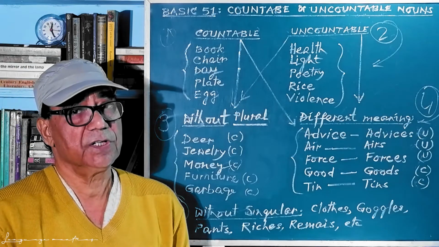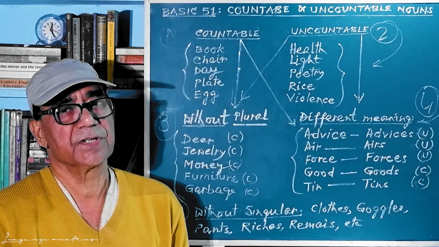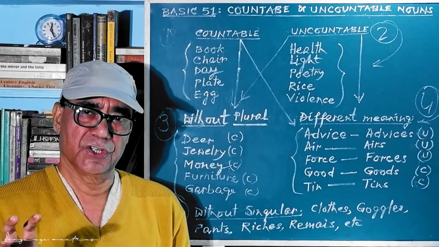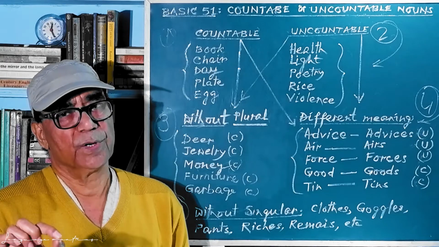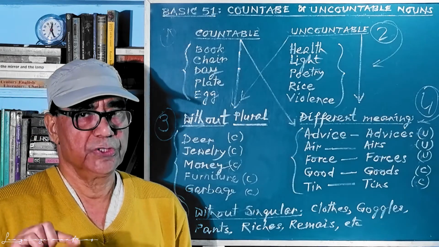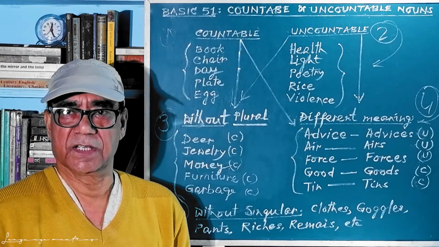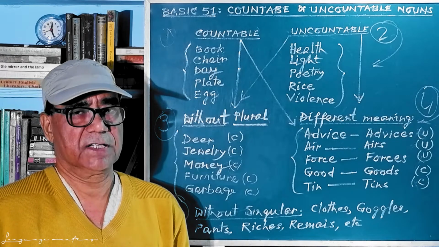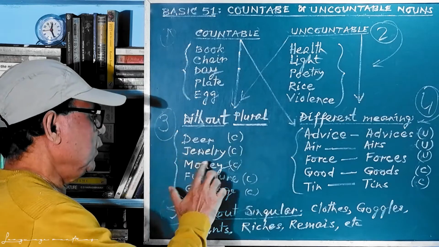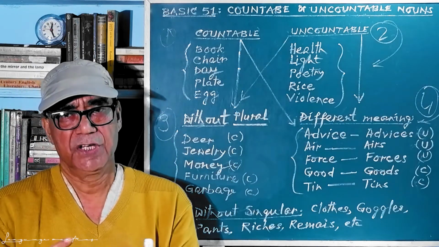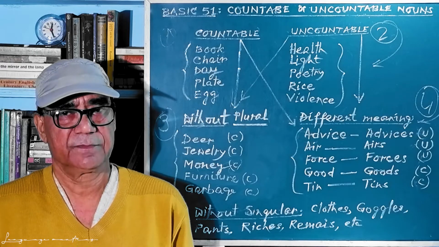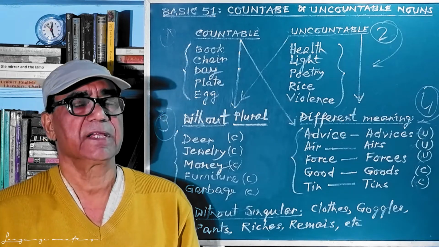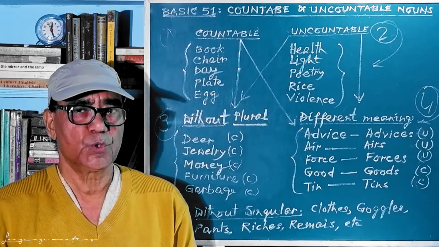So one deer, but never two deers. It is always two deer, three deer, and the verb will be plural if necessary. Two deer are grazing. This is possible, but never "two deers are grazing." Next word, jewelry. Jewelry is a combination of all the ornaments you have. Take care of the pronunciation. This is not "jewelry," this is always jewelry.